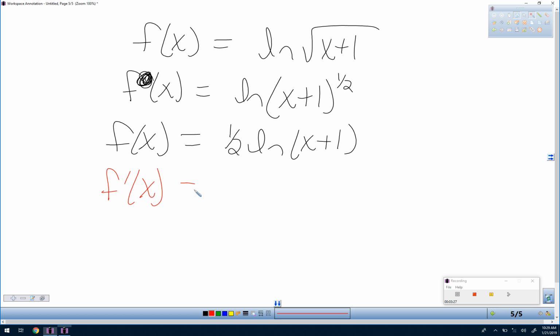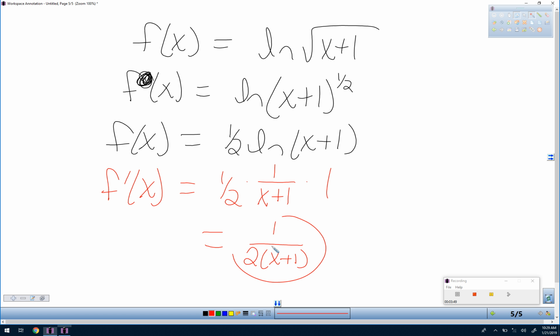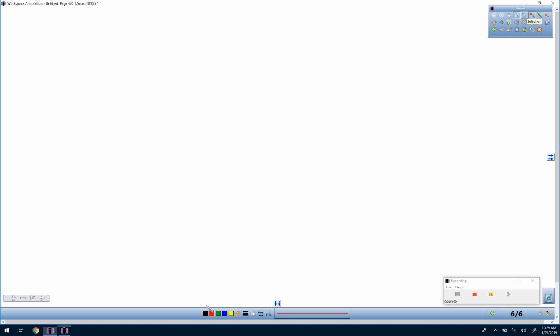The derivative of this function would simply be 1/2 still out in front. The derivative of ln of x plus 1 would be 1 over x plus 1, and then take the derivative of the inside function, which would just be 1. And so that cleans up, and that gives me 1 over 2 times x plus 1. And that would be the derivative of ln of the square root of x plus 1. Let's take a look at one more of these.